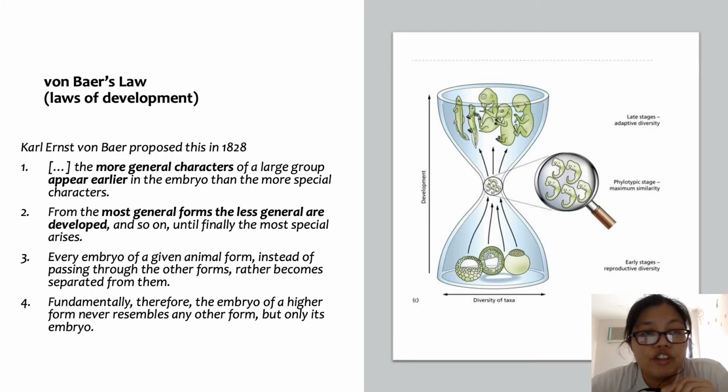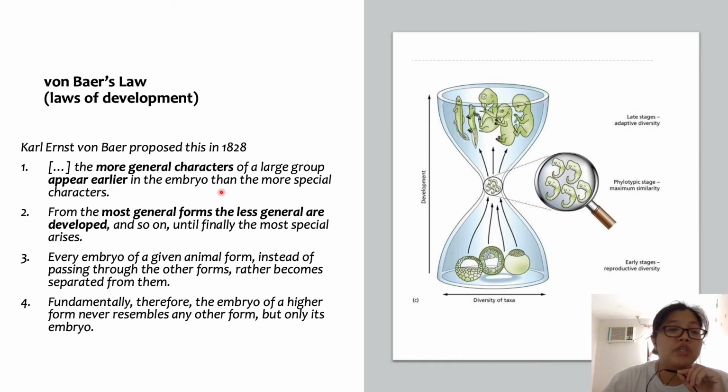The second law of development is called the Bond-Byers law, which was proposed by Carl Ernest von Baer in 1828. It is more accepted until today. Okay, it has 4 parts. Number 1, the more general characters of a large group appear earlier in the embryo than the more special characters. Meaning, we will observe general features of the organism first in the development, like the heart, the brain, etc., than the special characters like the hair and fingers.